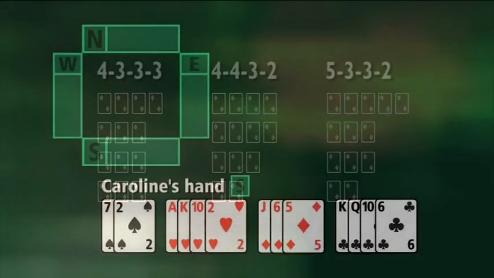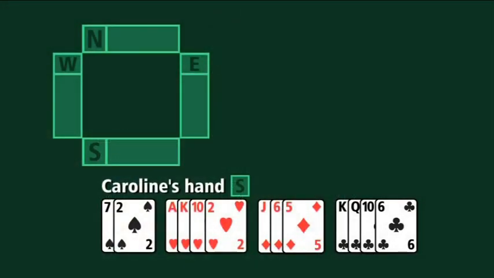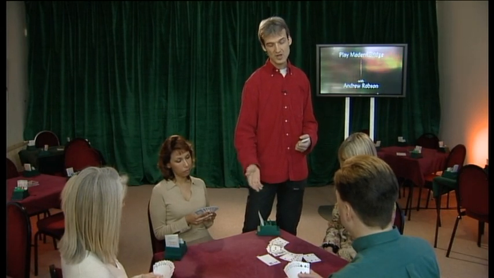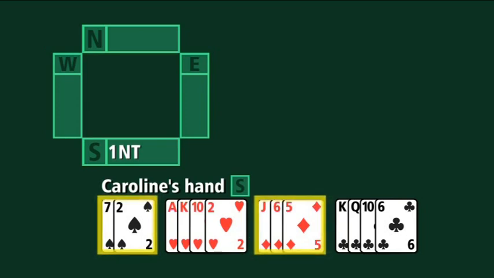So here we are, 13 points, 4-4-3-2, and that is an opening bid of one no trump. Now there may be some of you who might balk at the idea of opening one no trump when you have two suits that are very weak that the opponents might run through. But a one no trump opening bid doesn't promise significant high cards in all the suits. It just shows a balanced distribution. And Caroline describes her hand perfectly by this opening bid of one no trump.